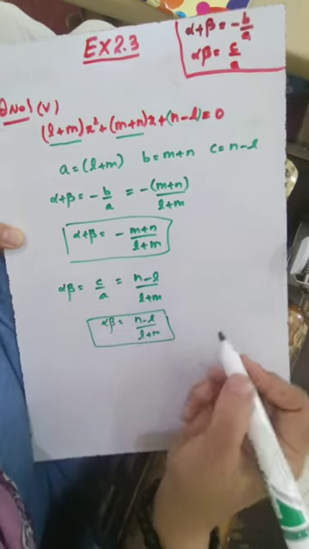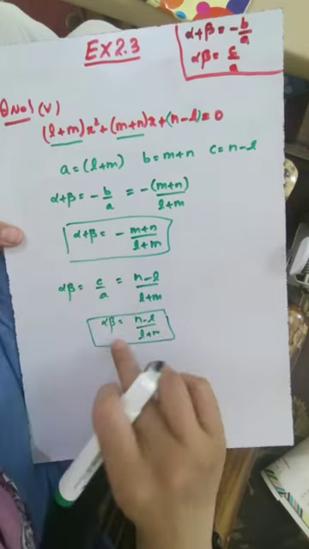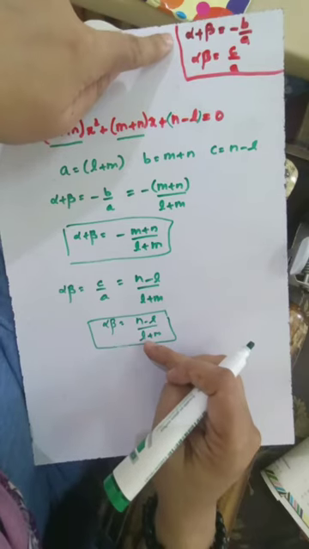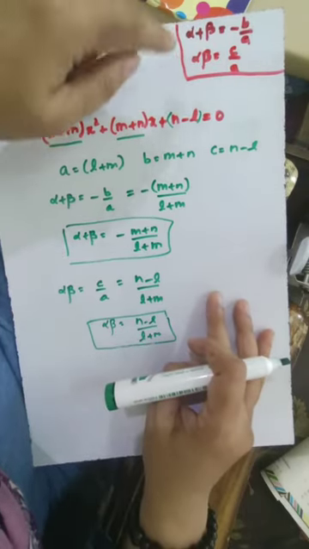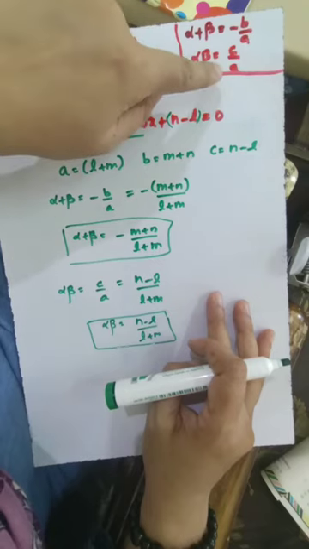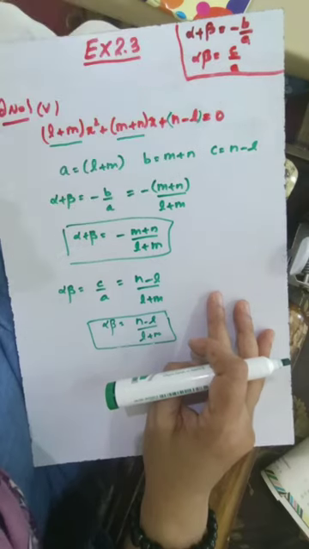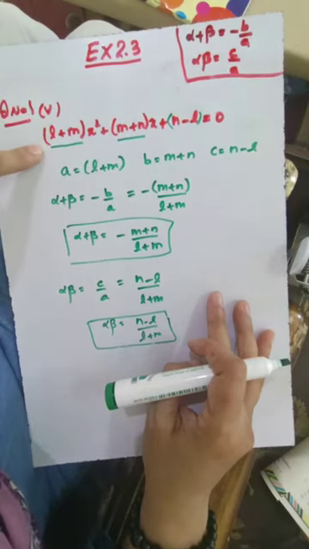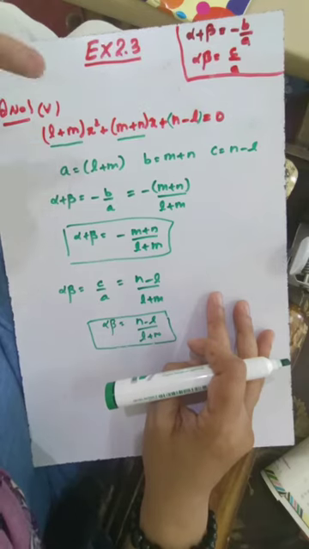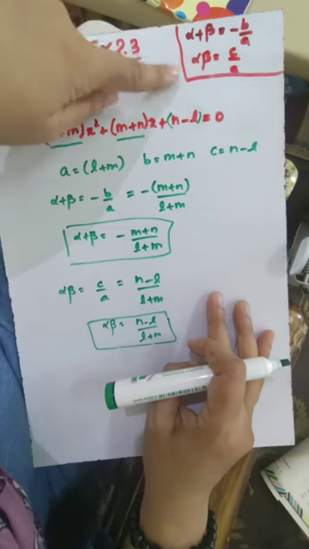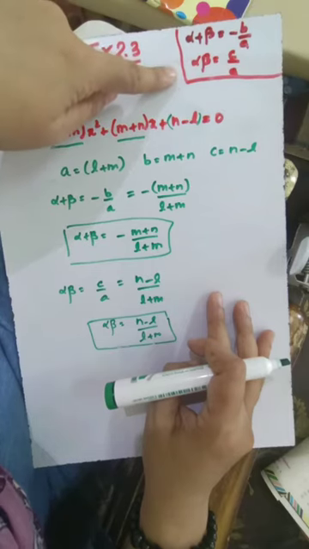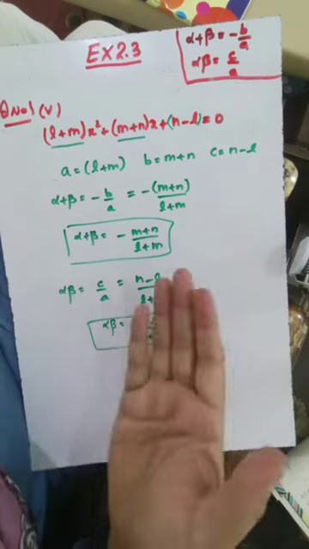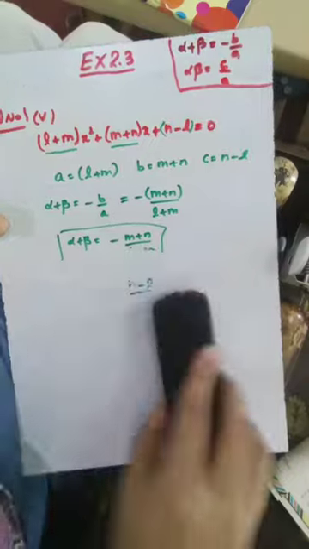So that is what they had asked us to find, the sum of the roots and the product of the roots. By using these two relations, we can find the sum and product of the roots of any quadratic equation if we know the coefficients. If we have the given equation, we can compare it with the standard form of the quadratic, and we can easily find the coefficients. Now let's move to the next question.